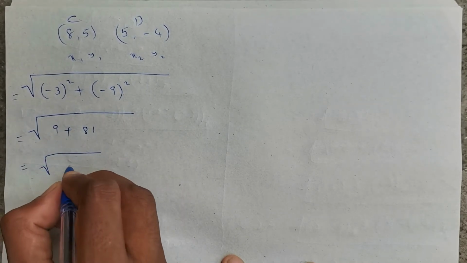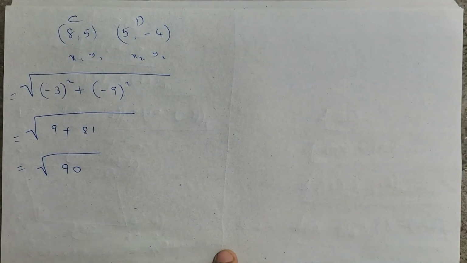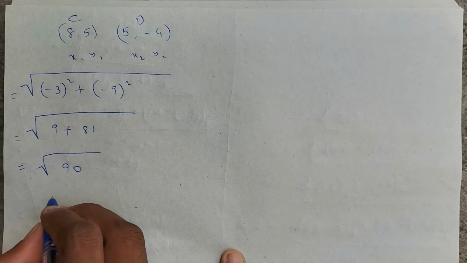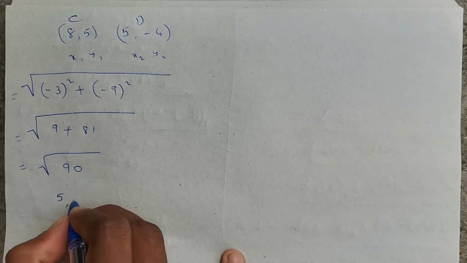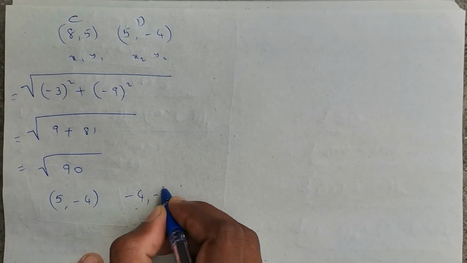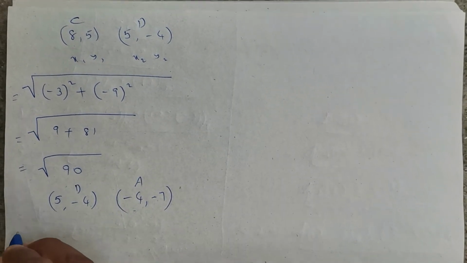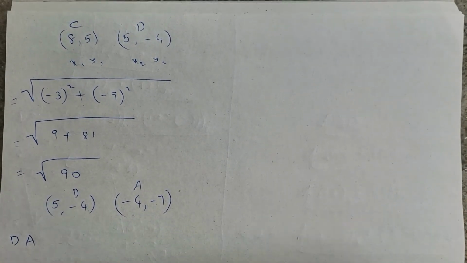Under root 9 plus 81, 90. So the distance between C and D is root 90. Now let us take the point D and point A. Point D is 5 comma minus 4 and point A is minus 4 comma minus 7. This is point D and this is point A. Okay, now let us find the distance between AD or DA.